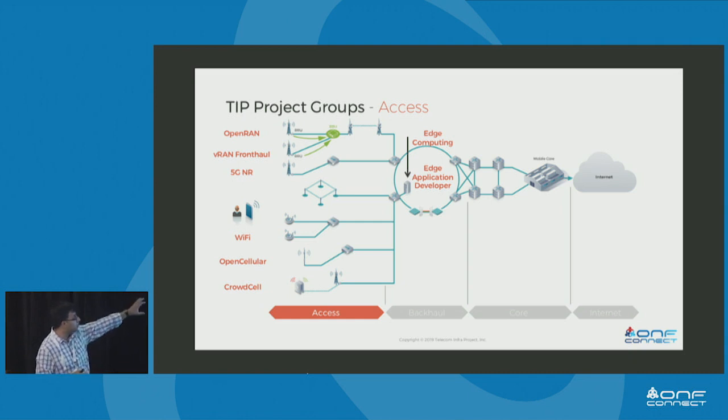We have an effort in the Wi-Fi space. That's also an access program. And then we have a crowd cell effort, which is a repeater effort that we've incubated within the access domain. And then we have 2 programs that are edge computing related, one which is more focused on infrastructure, and one that's more focused on defining APIs to actually leverage the edge computing infrastructure itself.